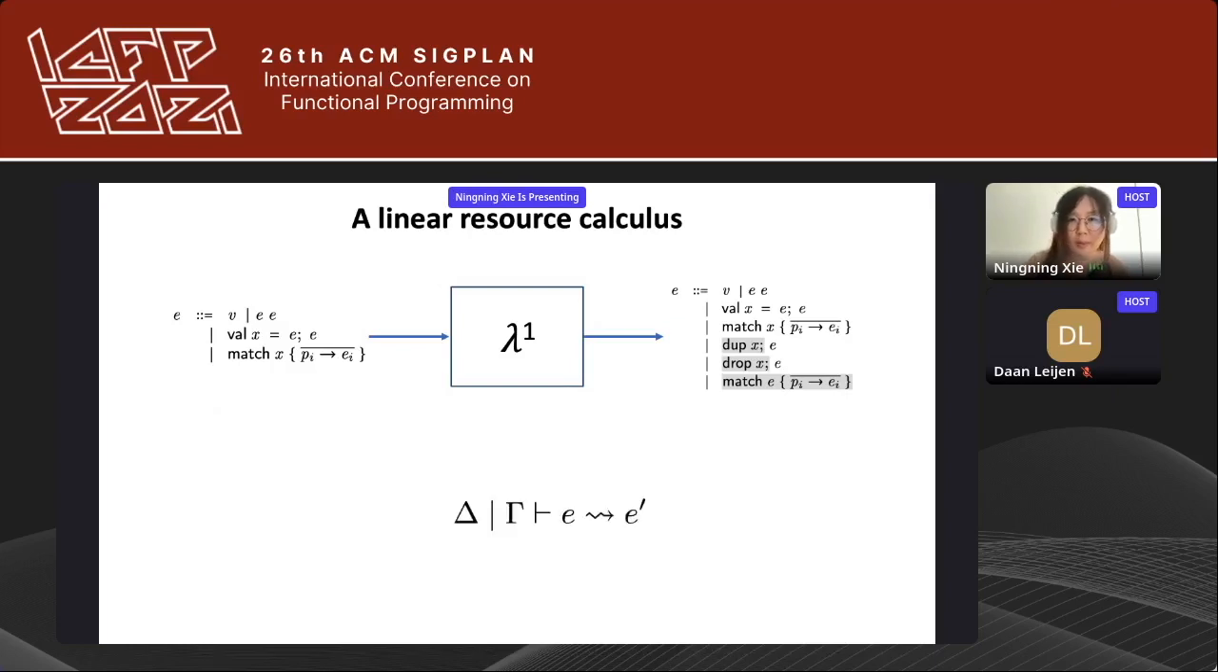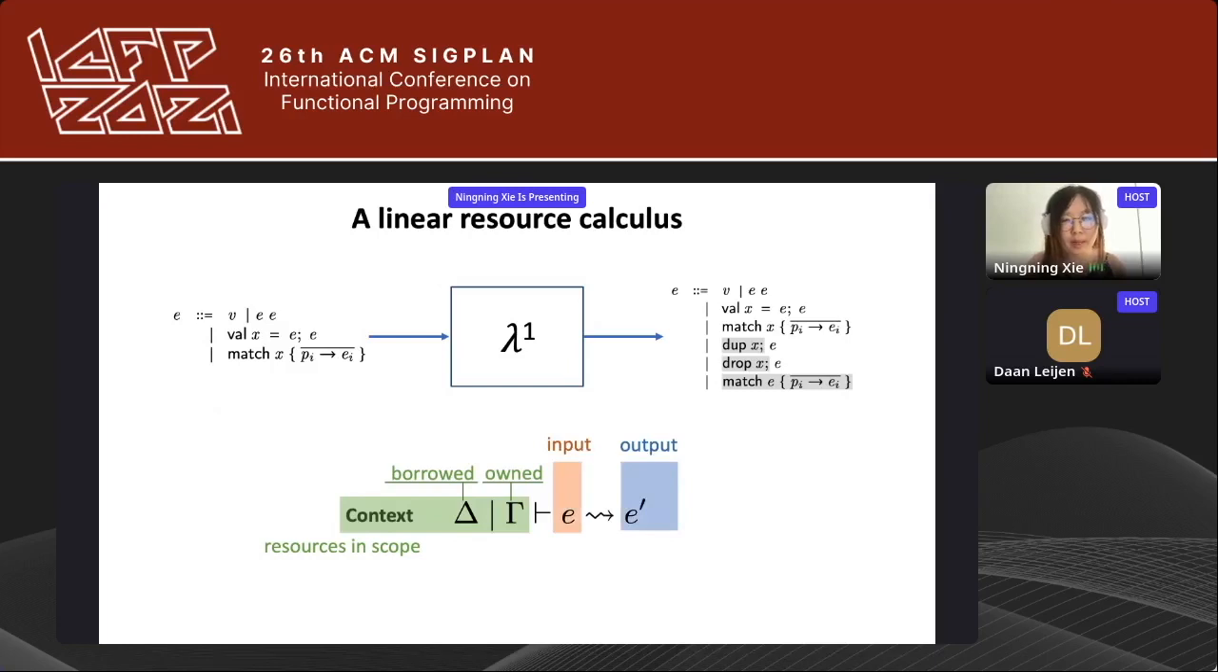The elaboration process is captured in this judgment. So in this judgment, we have two contexts which record resources in scope. So delta is the borrowed context and gamma is the owned context. And the judgment transforms E on the left into an expression E prime on the right with explicit reference counting operations. So to illustrate how this elaboration works, let's go through some rules in lambda1.